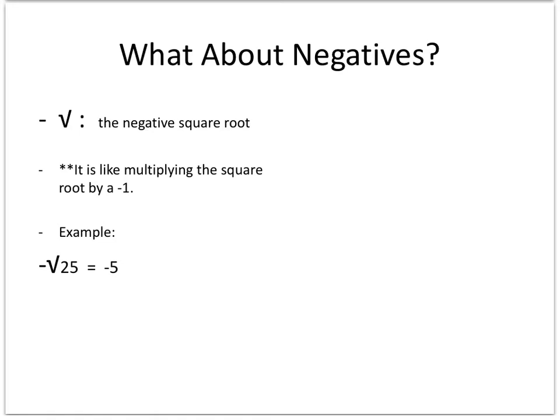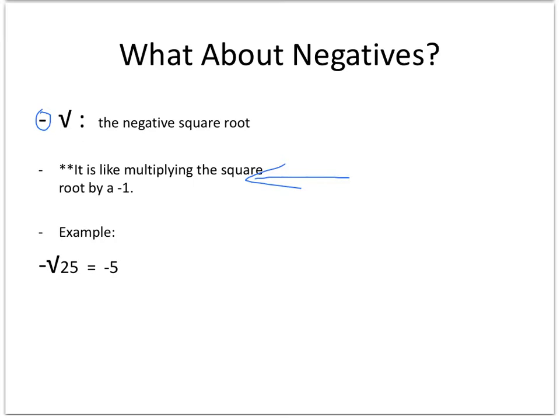Now what about negatives when we talk about radicals? When you see a negative with a radical, you're going to see it in two different situations. You're going to see it where it is sitting on the outside of the radical, and you're going to see it where it's on the inside. So let's look at it when it's on the outside first. When it's on the outside, it's like multiplying by a negative 1.